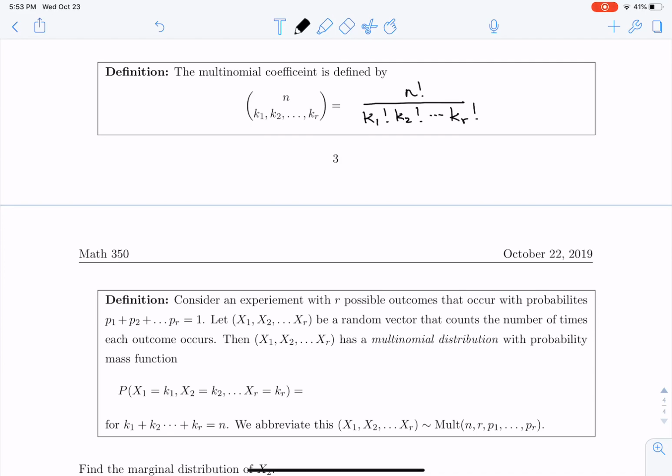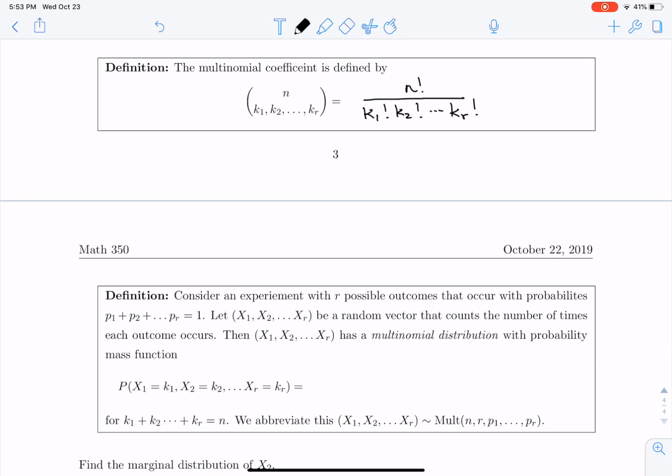And then using this idea of the multinomial coefficient, we can actually define the multinomial distribution. So if we consider an experiment with r possible outcomes that occur with probabilities p1 plus p2 plus all the way down to pr equals 1, so the sum of the probabilities has to be 1, then we can let x1, x2 through xr be a random vector that counts the number of times each outcome occurs. In our previous example, we were counting the number of times that the player made 0 free throws, 1 free throw, and 2 free throws.